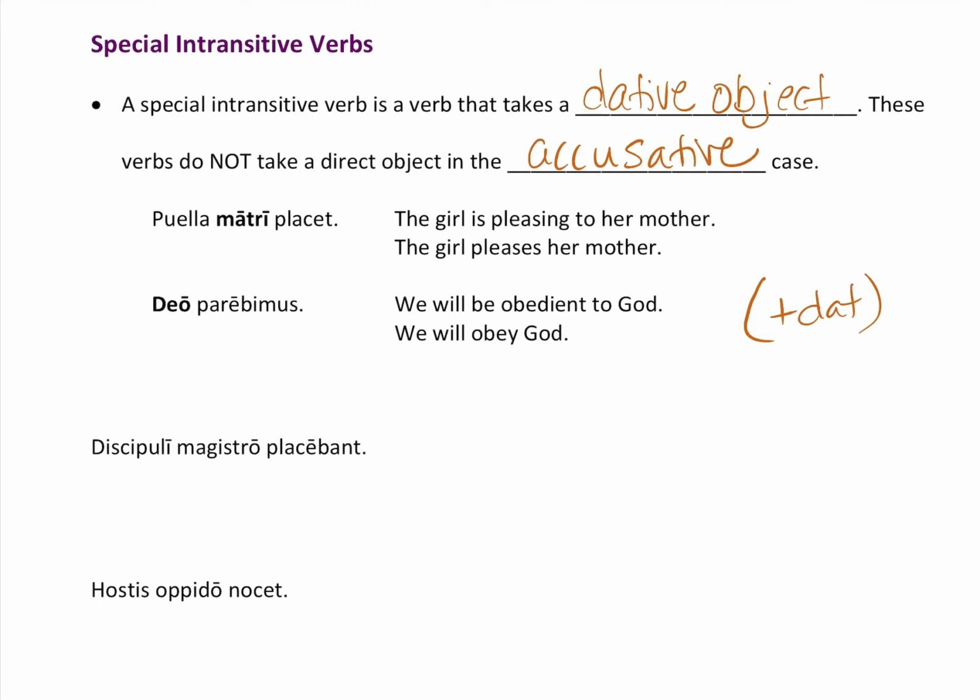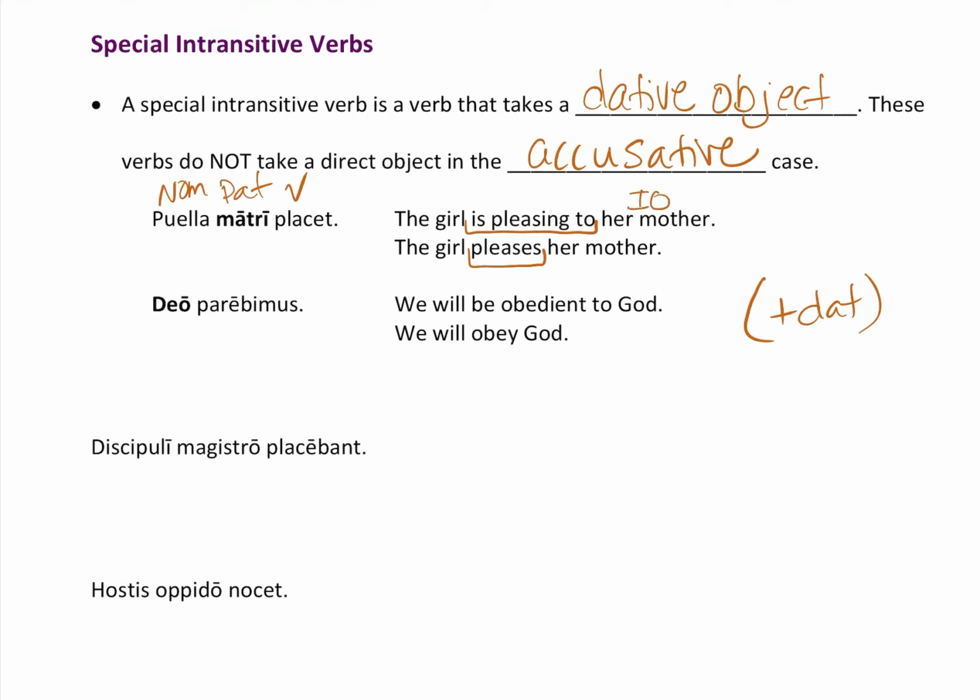Let's back up here first. Puella matri placet. Puella is our nominative, placet is our verb, matri is our dative. The girl is pleasing to. This is the whole verb. Don't think that this is a prepositional phrase, to her mother. It is not here. Is pleasing to is the whole verb. But I can also translate it as pleases, just plain old pleases. I can use it with a to or not with a to, just depending on what I want, just like when we have dative sentences with indirect objects in English.